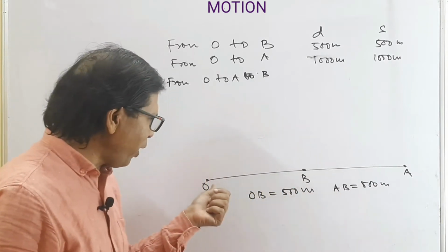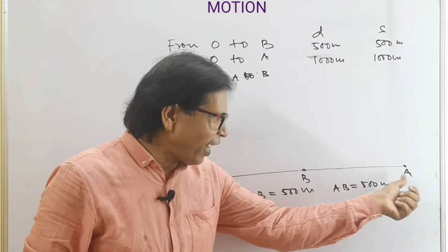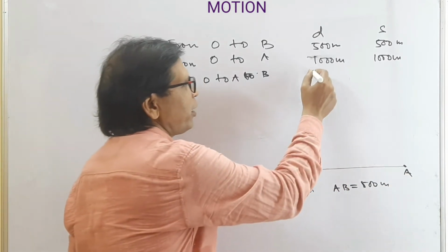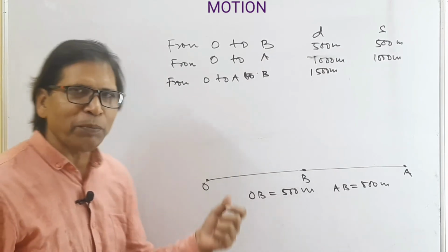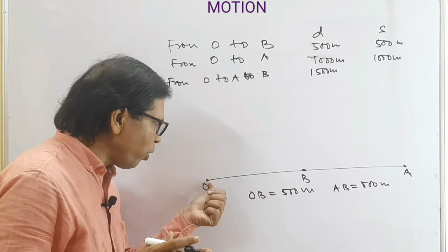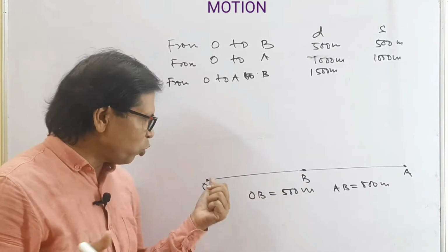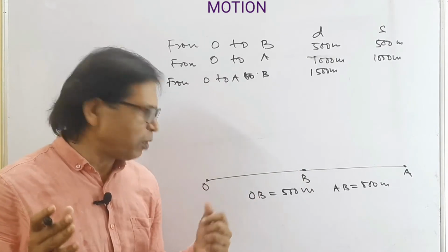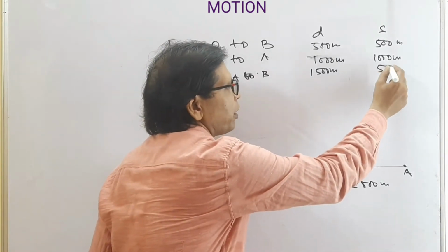Okay. Now, from O to A, then B. What is the distance covered? Look at this. This is the 500. This is the 500 and again 500. So, distance is 500 meter. Okay. Now, what is the displacement? Displacement is the shortest distance between the initial point and the final point. Because B is the final point, this distance is the displacement. So, this distance is 500 meter.